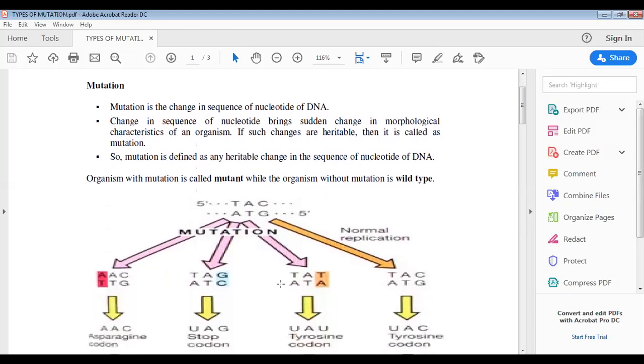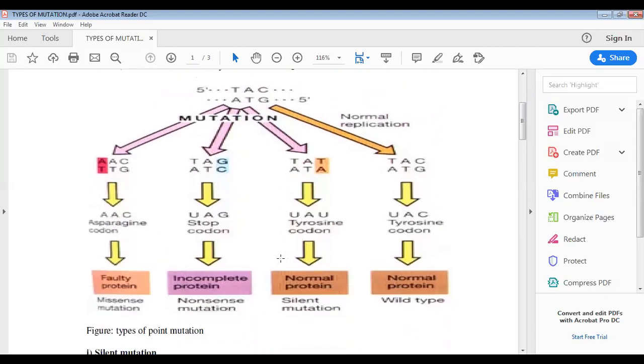Here in the figure, you will be able to see various types of mutation. These are all types of point mutation. If it is normal and there is a certain change, which type of mutation it will be termed, we will be studying. First is faulty proteins. If a missense mutation is taking place, it means in place of one protein, some other protein is being formed that has some fault. That is known as faulty protein formation, and the mutation which occurs in this type is known as missense mutation. Then comes nonsense mutation.